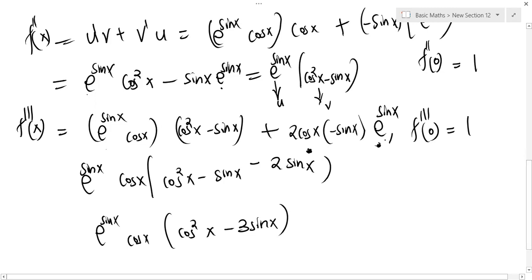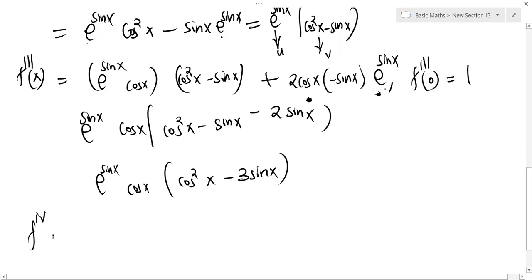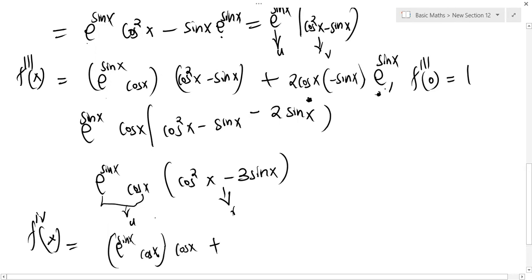So this is our third prime. We want to get the fourth derivative. So what is our f fourth prime of x? Now let the whole of this be u, and then let this be v. So what is the derivative of exponential sine x cos x? Now we use product rule. So using product rule very fast, differentiating this will give us exponential sine x cos x multiplied with cos x plus, differentiating cos x, we have minus sine x multiplied with exponential sine x.